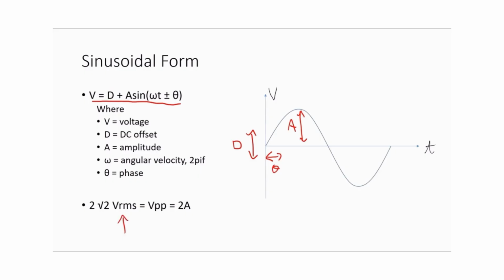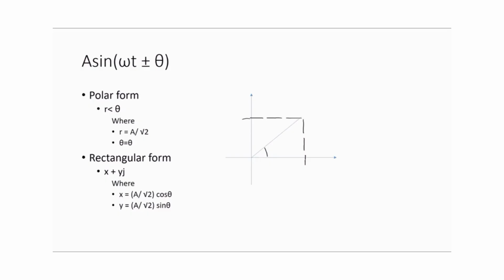So in our calculations we have to remember to use the RMS form, which means that if we want to use the peak-to-peak value, or the amplitude, we have to remember to divide by √2. So, from our sinusoidal form we're able to get a polar form and a rectangular form.